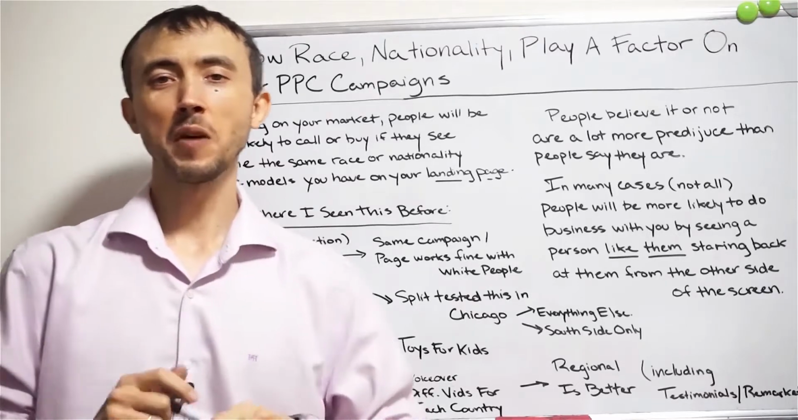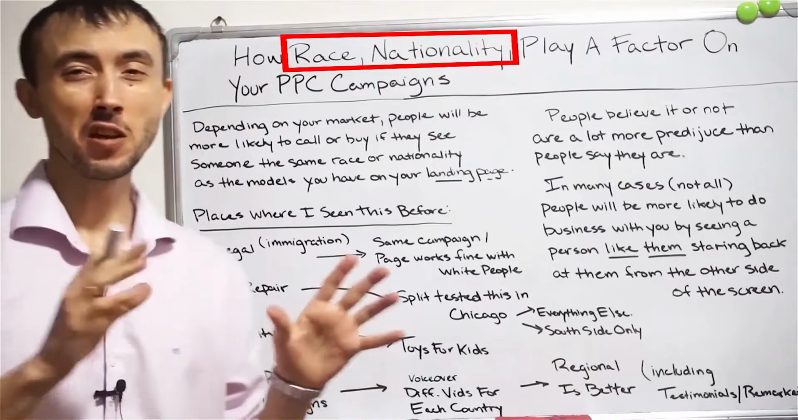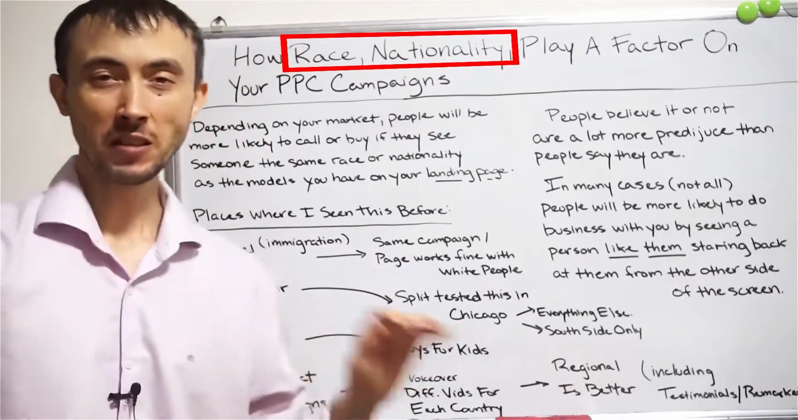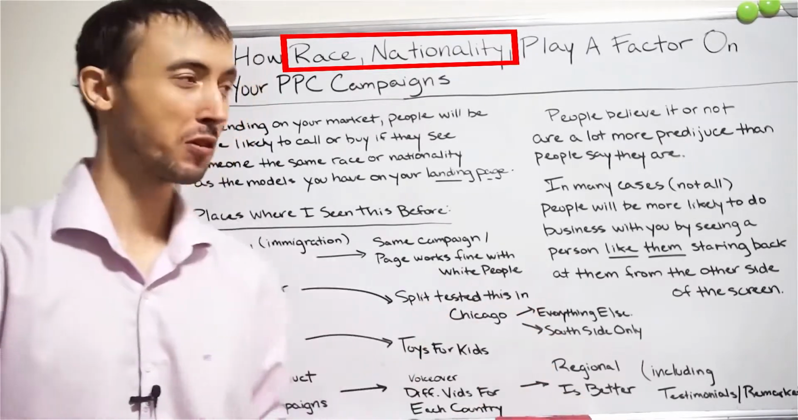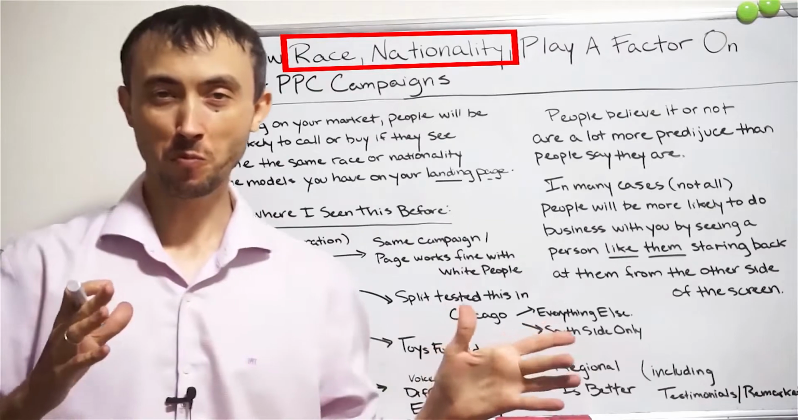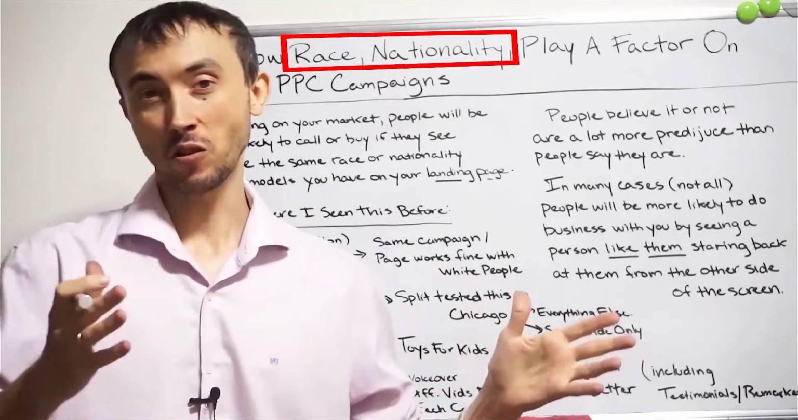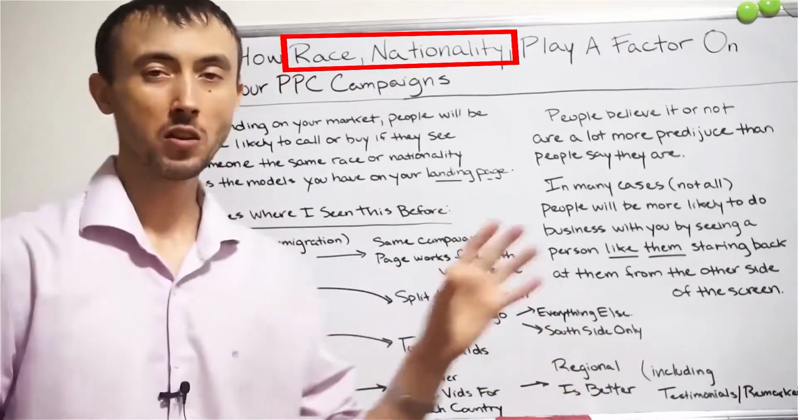Hey, this video is about how race and nationality play a factor in your PPC campaign's results. People, basically, bottom line, are racist. We all, I think, know that to some degree, but it's more than you would think. And the racism that naturally people have, whether you have your own opinions on that, it is what it is.